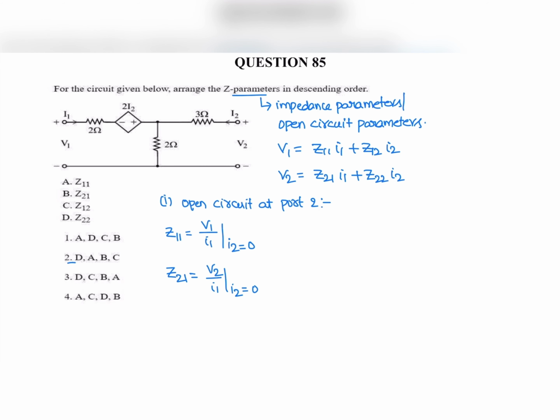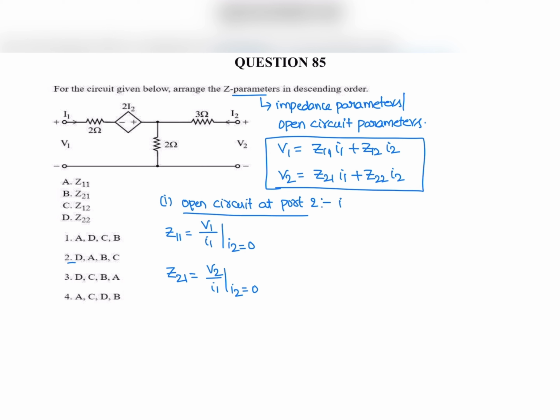Next question. For the circuit shown below, arrange the Z parameters in descending order. So first we will calculate the Z parameters and then arrange them in descending order. So these Z parameters are impedance parameters or open circuit parameters. It is given by V1 is equal to Z11 I1 plus Z12 I2, V2 is Z21 I1 plus Z22 I2. So this Z11 and Z21 are calculated when the second port is open circuit.